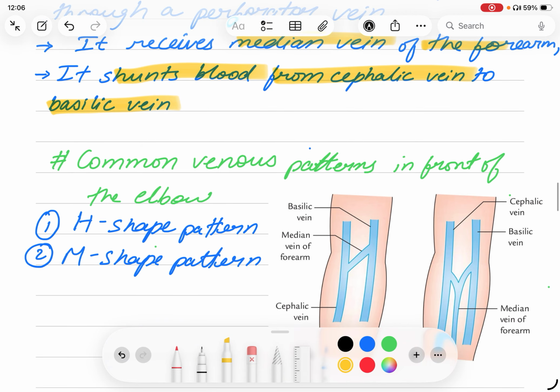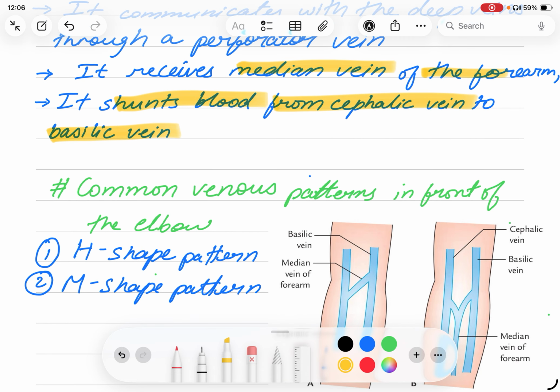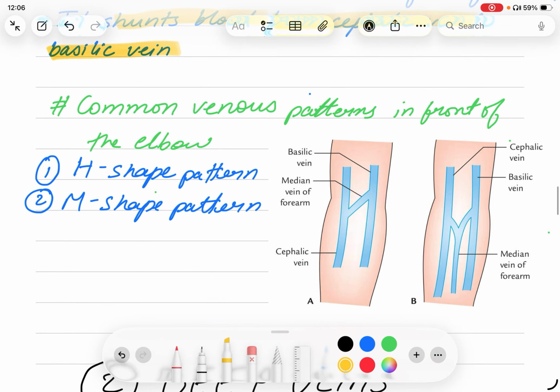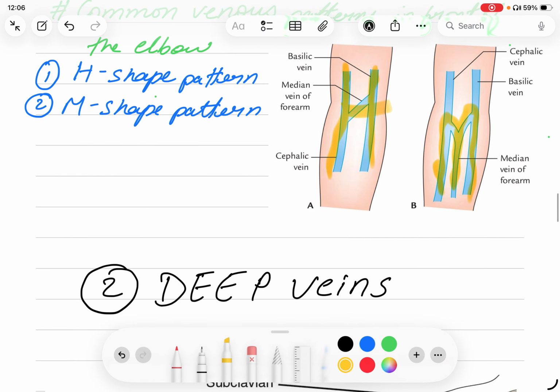The median vein of the forearm sometimes forms some patterns in the front of the elbow. There are two patterns. First is the S-shaped pattern, and this is the M-shaped pattern formed by the median vein of the forearm.